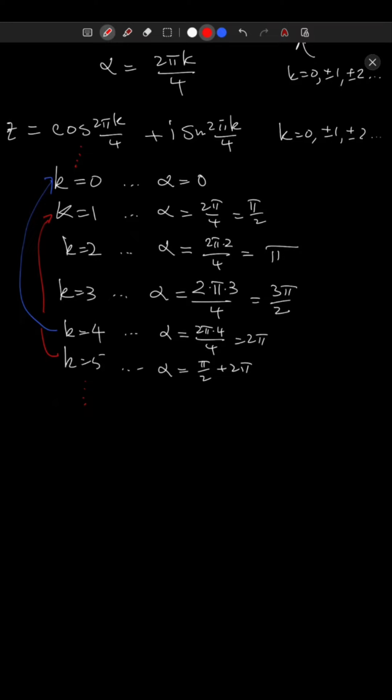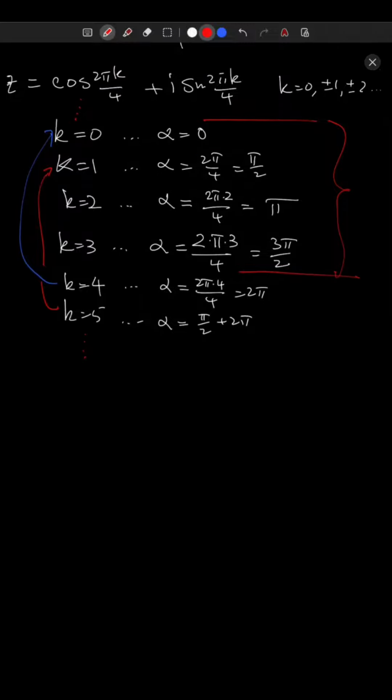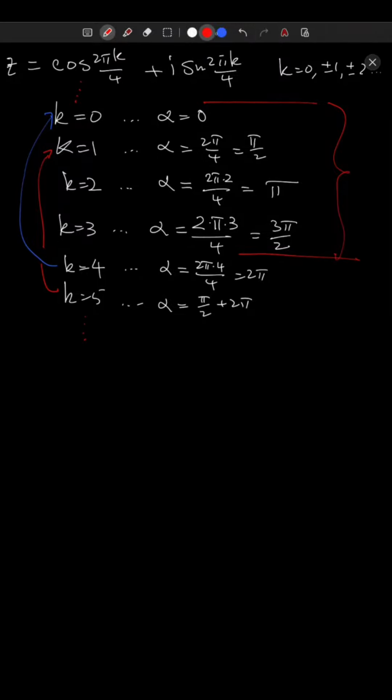Right? So there's actually only 4 fundamental solutions. The k equals 0 to the k equals 3 solutions are all different, but all the others repeat. All right? So let me just cross them out. Right? We only obviously want to write down the ones that are different from each other.